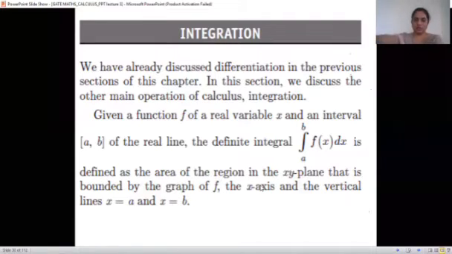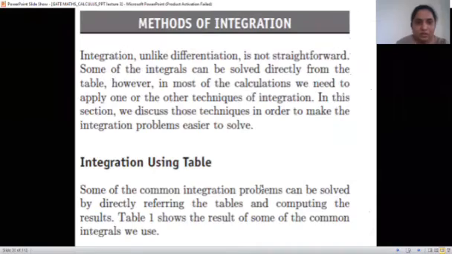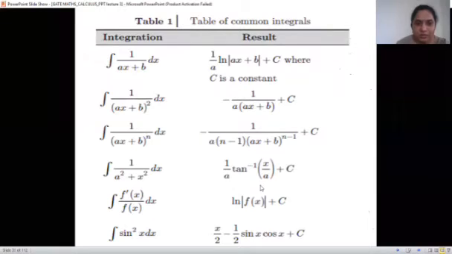We know the integration notation, integral of f of x dx, and from a to b. Method of integration using table. So these are some standard integration formulae. Integration of 1 upon ax plus b is 1 upon a ln mod ax plus b, or you can write ln of ax plus b plus c. And wherever the integration is not definite, we have to add c. C is the arbitrary constant.